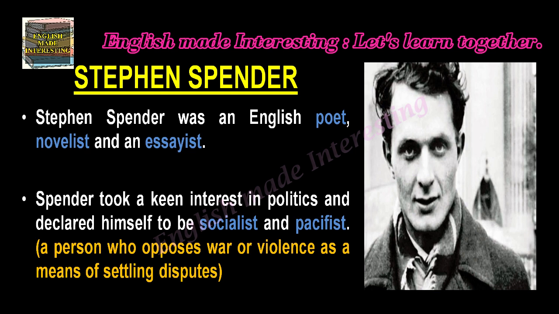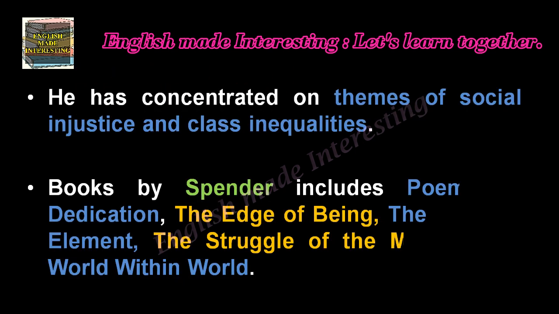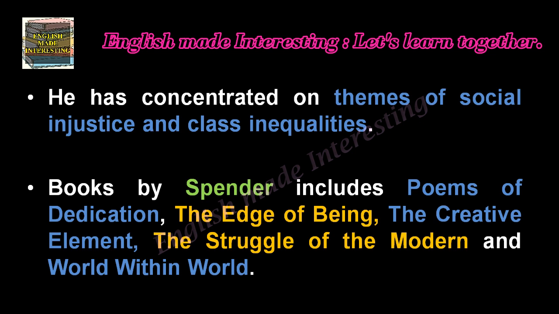A pacifist is a person who opposes war or violence as a means of settling disputes. He concentrated on themes of social injustice and class inequalities. Books by Spender include Poems of Dedication, The Edge of Being, The Creative Element, The Struggle of the Modern World, World Within World, etc.